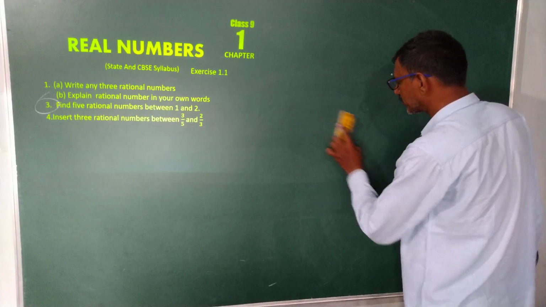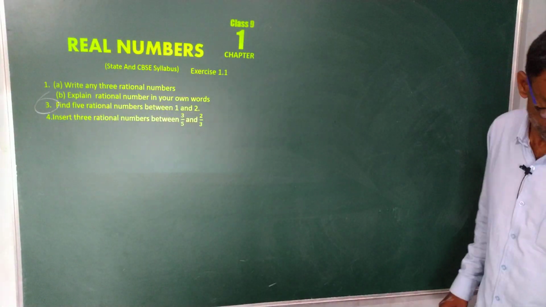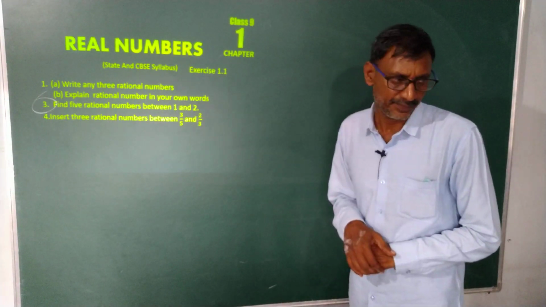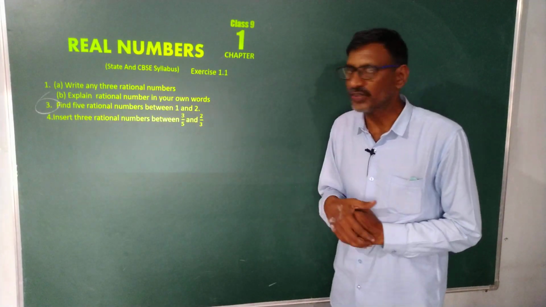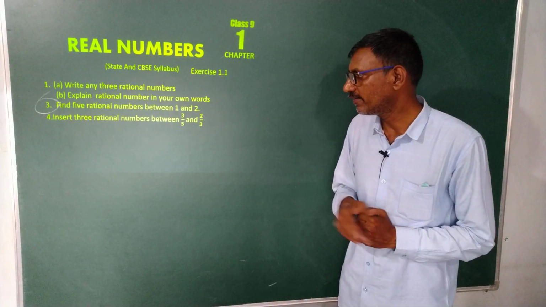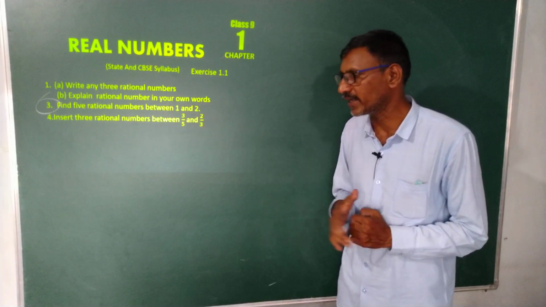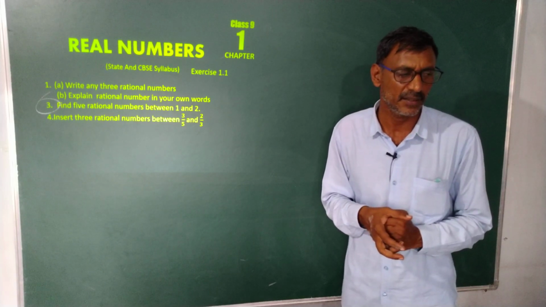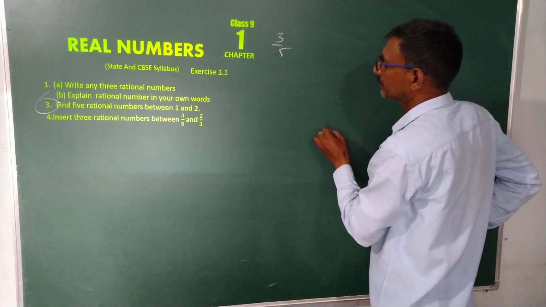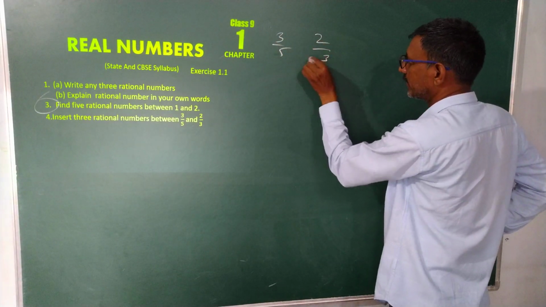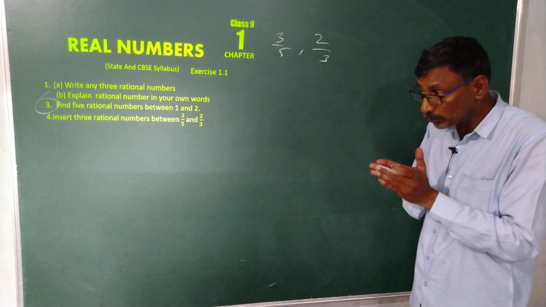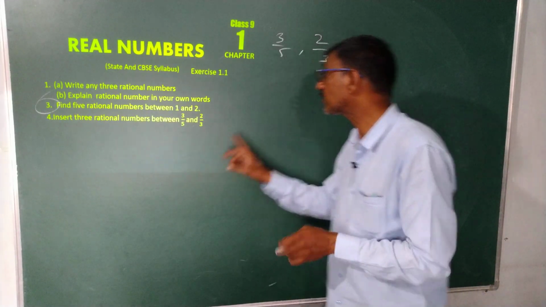Insert 3 rational numbers between 3 by 5 and 2 by 3. Here it is so easy to find the rational numbers between 1 and 2, whereas with 3 by 5 and 2 by 3 it is a little difficult. That's the reason, first I would like to take 3 by 5 and 2 by 3. These are my two rational numbers. I would like to find 3 rational numbers that lie between these two.